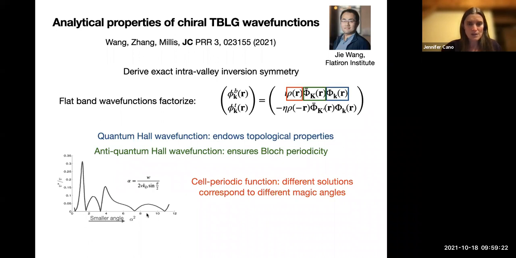Right, these are the different magic angles. So you can see this is in the Bistritzer-MacDonald model. These angles are, in some limit, evenly spaced, or I think inversely evenly spaced. But in the more realistic situation, there's not an obvious pattern that links them. They're just solutions to some complicated equation. The only thing is that, like I said, 1.1 degrees is the biggest, and all the others are smaller than that. But yeah, they're not obviously related to each other.